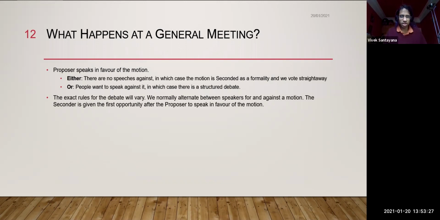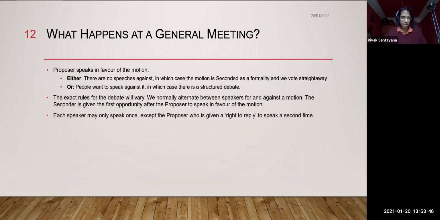And we normally alternate between people speaking for and people speaking against. The seconder of the motion is given the first opportunity after the proposer to speak in favor of the motion. So normally when you pick a seconder, get someone who is helping you write the motion and can speak to backing you up on why the branch should support it.